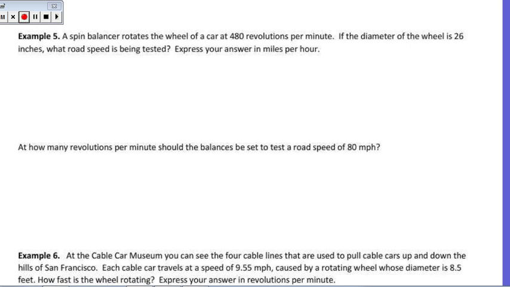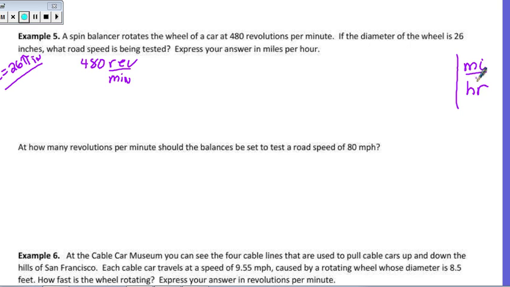Example 5 here. A spin balancer rotates the wheel of a car at 480 revolutions per minute. If the diameter of the wheel is 26 inches, that's going to give me a circumference of 26 pi inches. That is our gateway to get out of revolutions into some kind of linear speed. And I want to know what this is going to turn out in miles per hour. So over here on the right, we want to get from revolutions per minute to miles per hour.